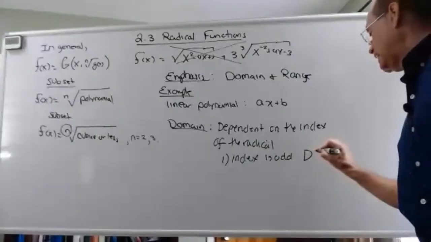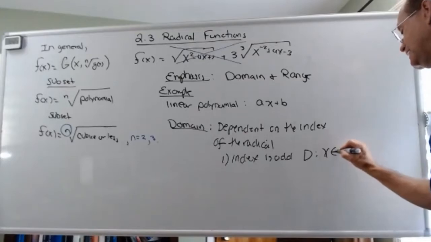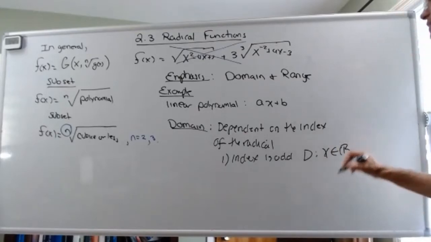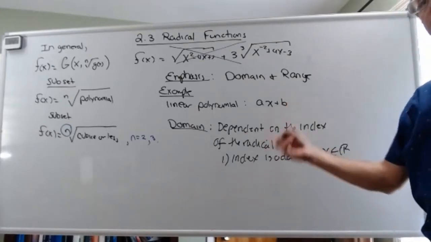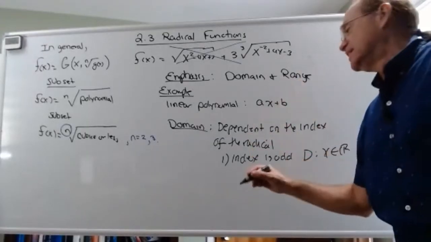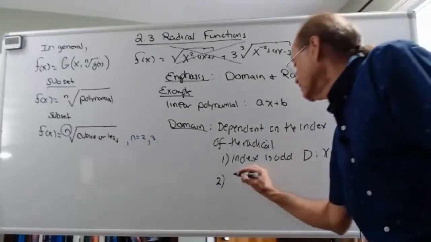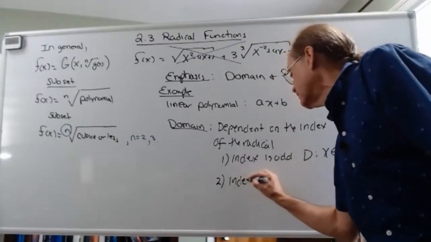Meaning, if the index is odd, life is easy. It's all real numbers. If the index is odd, then the domain is the set where x can be any real number. So if it's a cube root or a fifth root, that's okay. If the index is even, we may have problems to contend with.